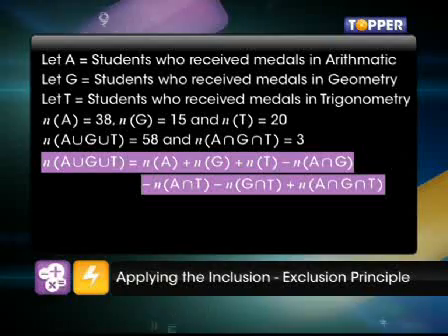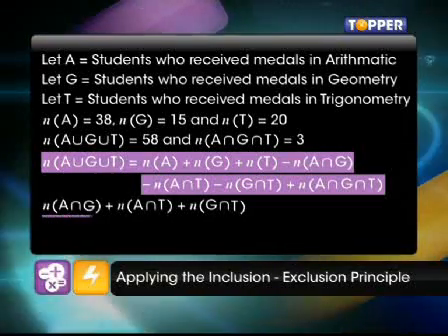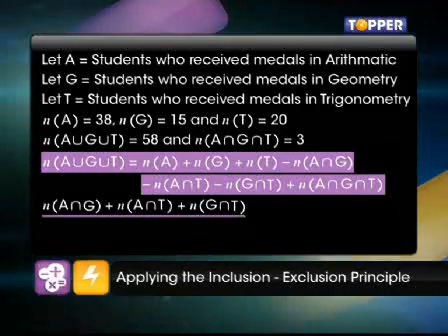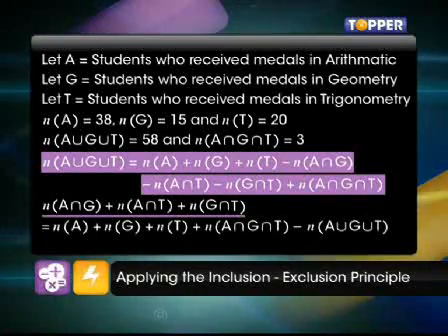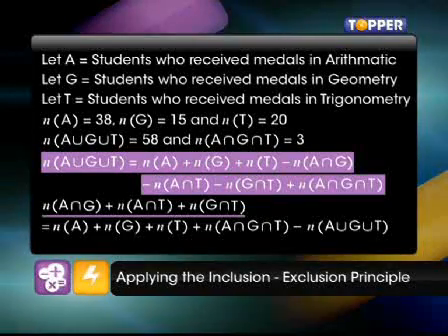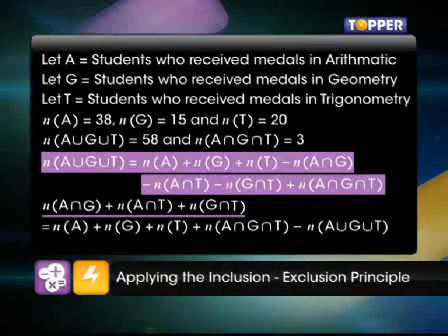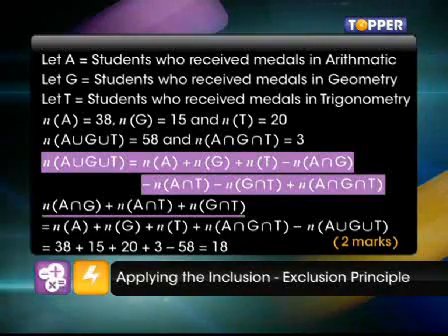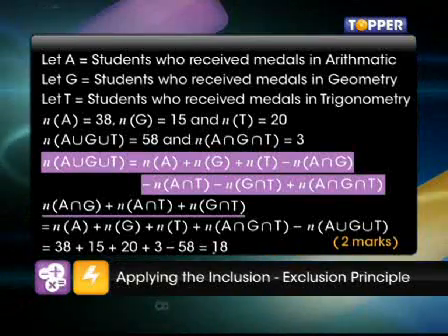Substitute the supplied data into the equation and we have n of A intersection G plus n of A intersection T plus n of G intersection T is equal to n of A plus n of G plus n of T plus n of A intersection G intersection T minus n of A union G union T, which is equal to 38 plus 15 plus 20 plus 3 minus 58, which turns out to be 18.